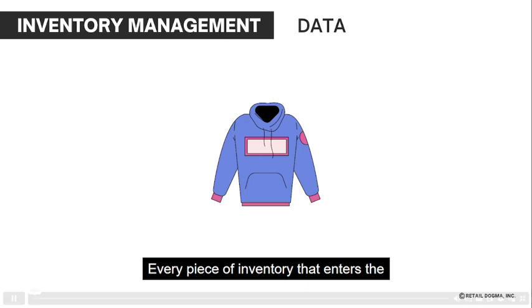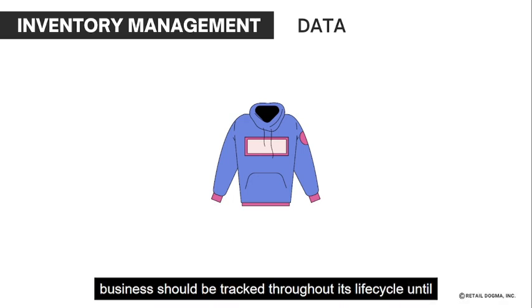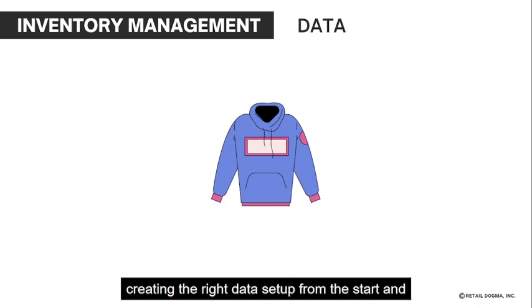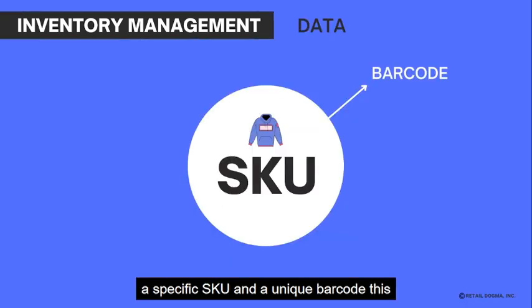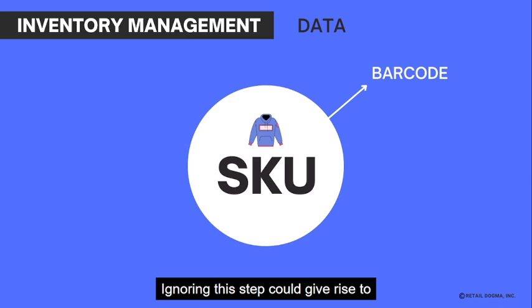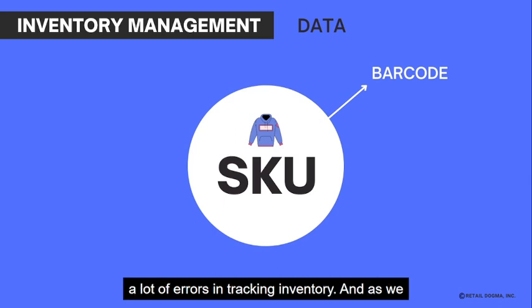Every piece of inventory that enters the business should be tracked throughout its life cycle until it exits the business. This is done by creating the right data setup from the start and applying the right tracking mechanism along the way. When an item first arrives at the business, it's given a specific SKU and a unique barcode. This barcode is what is going to allow me to track this piece going forward. Ignoring this step could give rise to a lot of errors in tracking inventory.